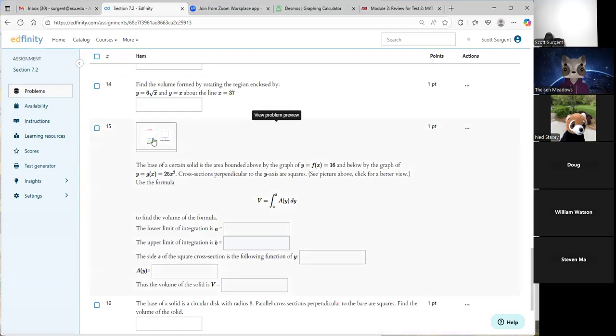I hate it when the screen changes on me like that. So we have basically a picture. It's the parabola 25x squared, and then the line y equals 16. Now this is obviously not to scale. This would actually be a very thin object.